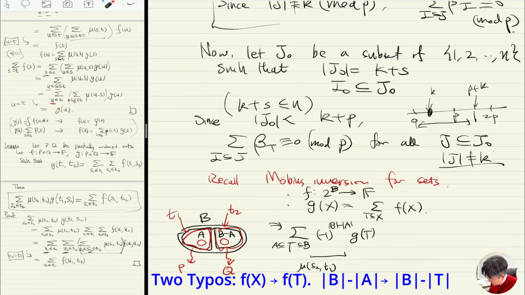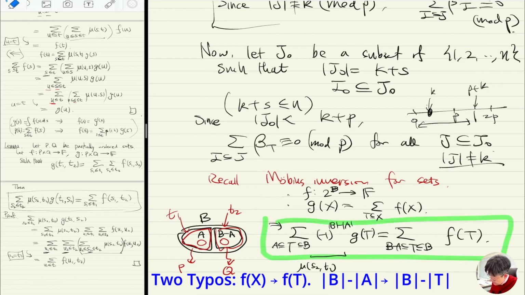Okay, so that's equal to the sum over all, now on the right hand side it's T1, so you contain B minus A and B, and it's f of t. So that's the consequence for the lemma in the Möbius inversion formula, right? So this is the formulation that we're going to use.